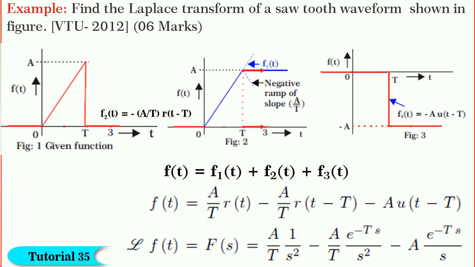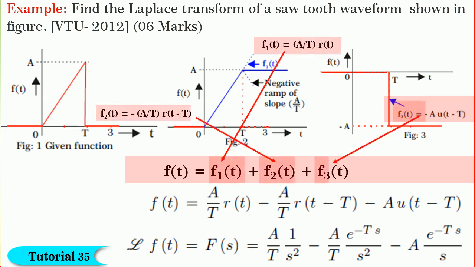Now, to bring the function vertically down at time t equal to T seconds, we have to add a negative step of A units. Let the function be f3 of t is equal to minus A into u of t minus T, as shown in figure 3.